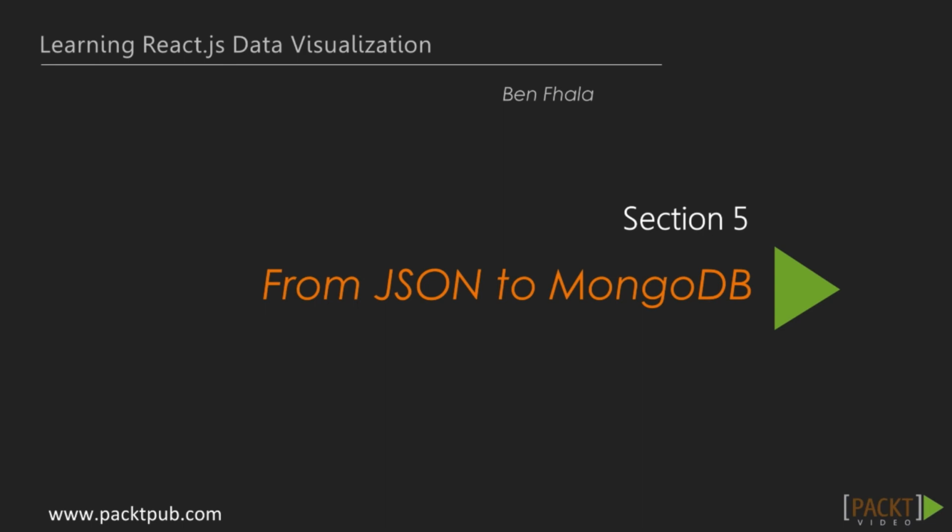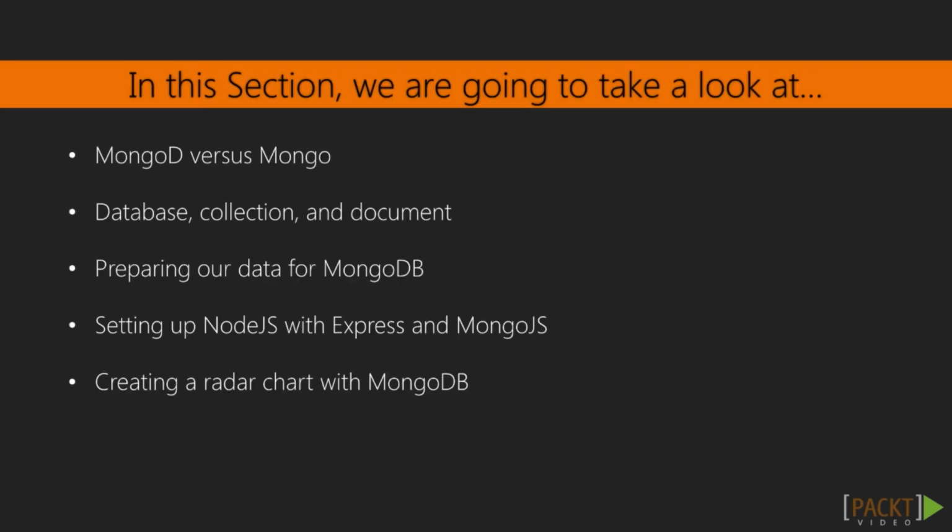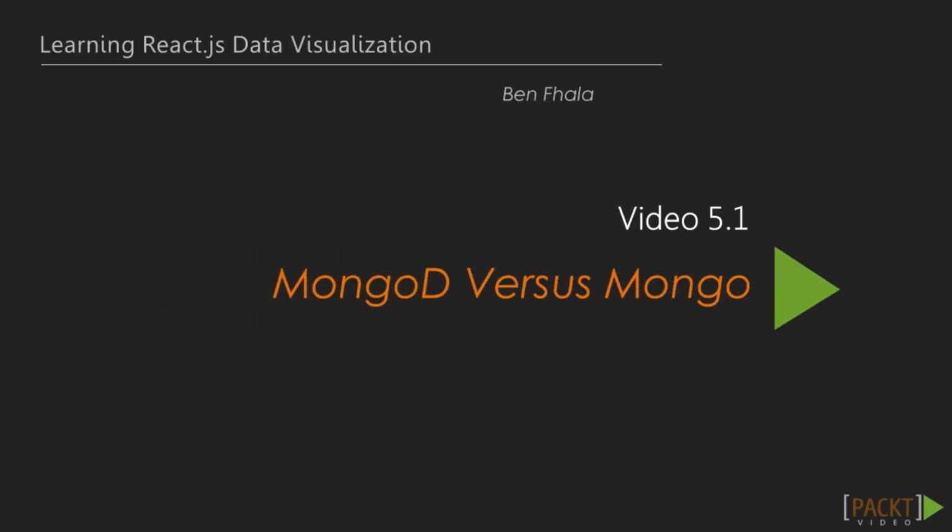Welcome back to the last section in this title where we're going to move from JSON into MongoDB. In this section, we're going to explore the differences between MongoD and Mongo, which are both installed when you install the MongoDB client database. We're also going to learn some core terms in MongoDB, which are database, collection, and document. We're going to prepare data for MongoDB. We're going to set up also a server using Node.js, Express.js, and Mongo.js. And last but not least, we'll create a radar chart using all of these configurations that we prepare throughout this section. So with that said, let's start with the difference between MongoD and Mongo.